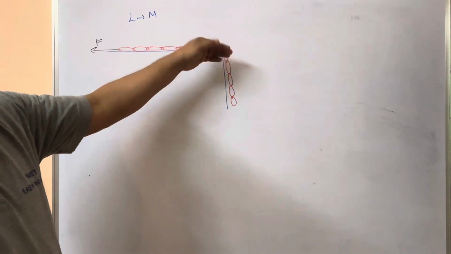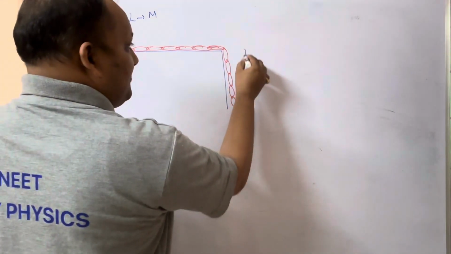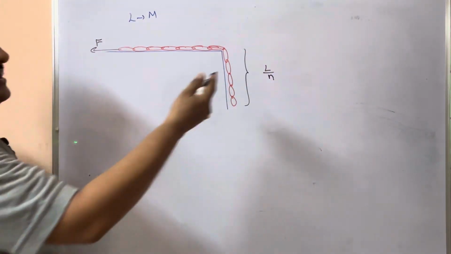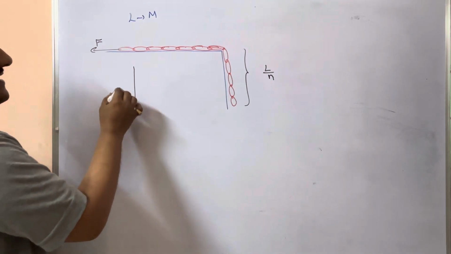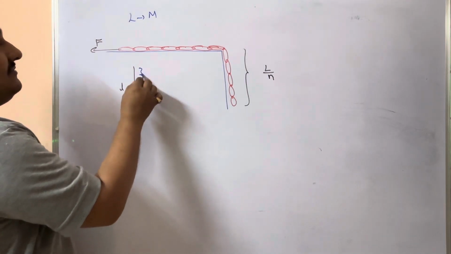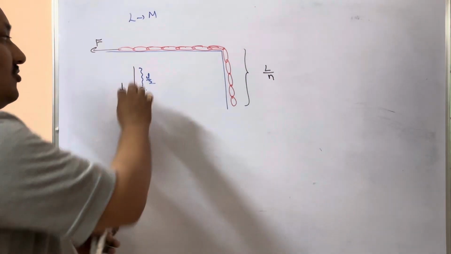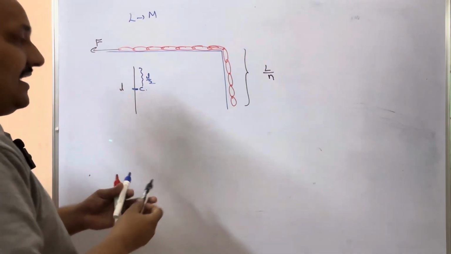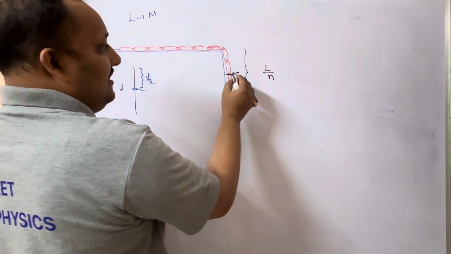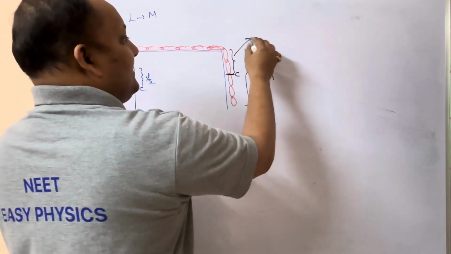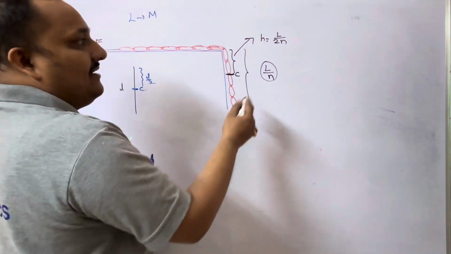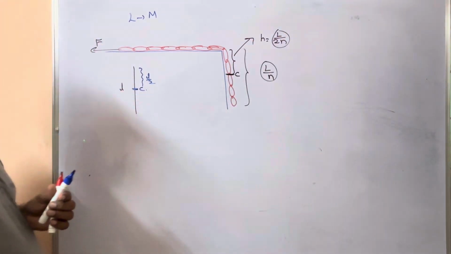They will give that 1 by nth part is hanging. How much part is hanging? L by nth part is hanging. Where he applies force to pull this object: if length L is there, he applies force at the center. Therefore, L by 2. Where is the center of mass of this chain? It will be here. Therefore, the height he is pulling, h, is going to be L by 2n. Total length of the hanging part is L by n, so half of this is L by 2n.